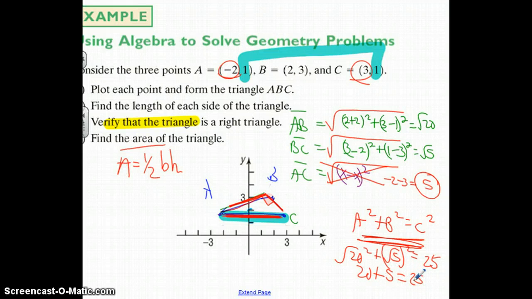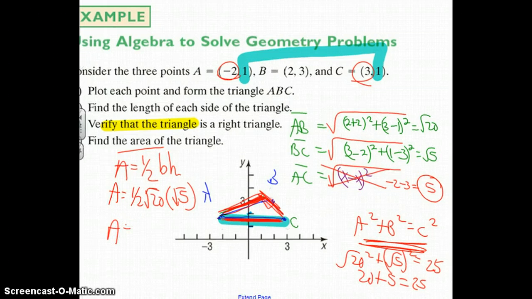After you're convinced that it is a right triangle, we can then do the area by doing 1/2 the base. So again, it doesn't matter which one is the base, which one's the height. But this is the square root of 20 times the height, which is the square root of 5. And I'll multiply that out by taking the square root of 20 times the square root of 5, which is the square root of 100. And the square root of 100 is 10. And 1/2 of 10 is 5. So I would say that the area is 5 square units.